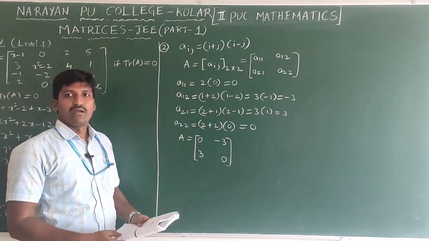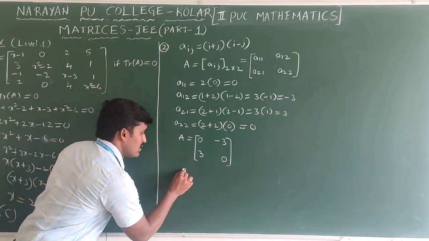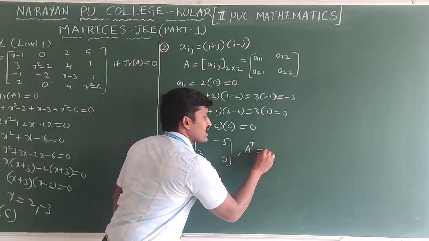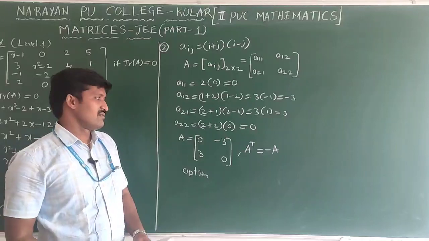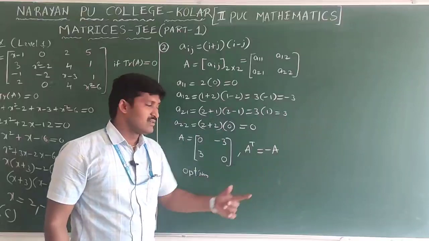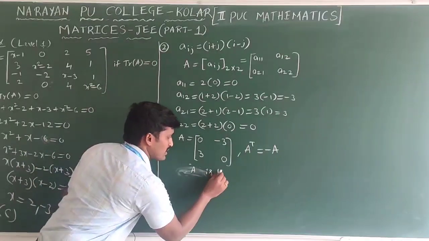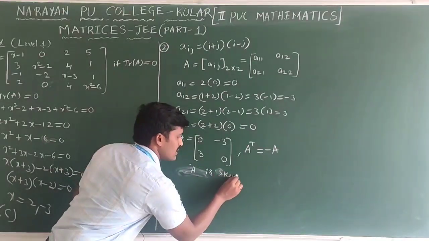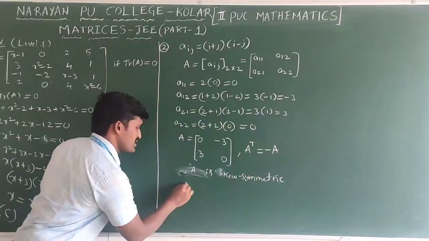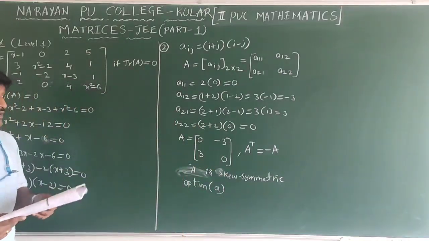That's why, clearly, you can do it condition wise. Otherwise, you can check with A transpose equal to minus A. Definition wise also, A transpose equals minus A. That's why A is a skew symmetric matrix, not symmetric. A is a skew symmetric matrix. So which option is correct? Option A is the correct option for this question.